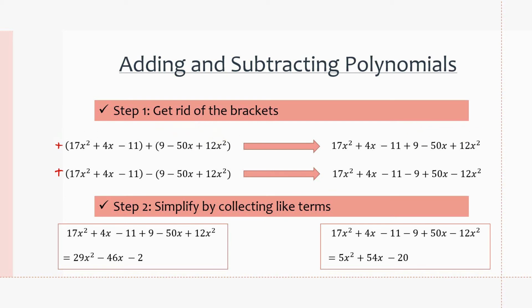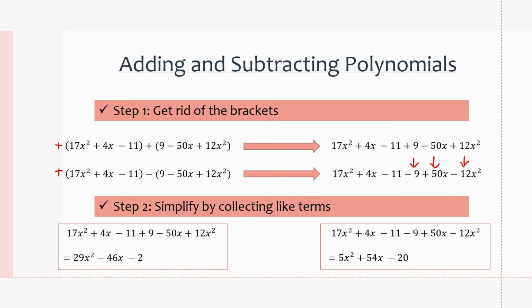If we move on to the next example, we have a negative sign. So if there's a negative sign before the brackets, the sign's going to change for each term. So we have a positive 9 here and a negative 9 here. We have a negative 50 here and a positive 50 here. And we have a positive 12 here and a negative 12 here.